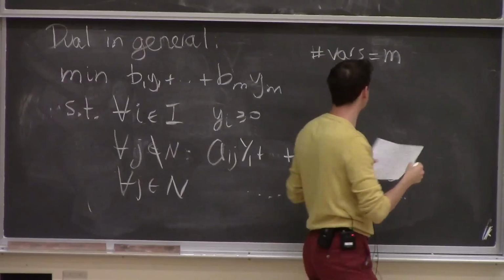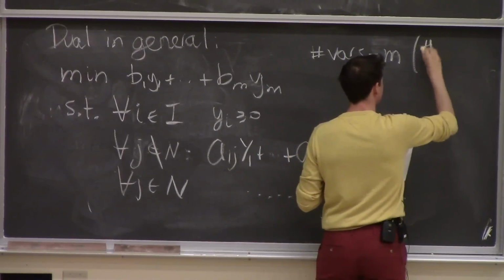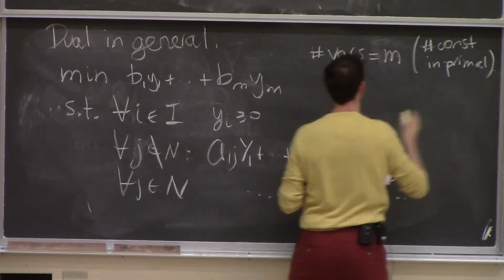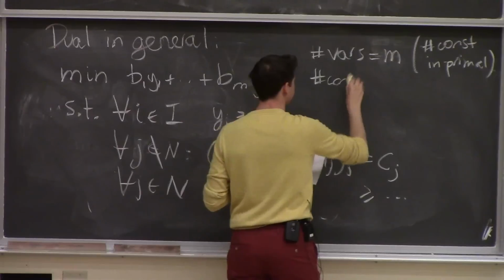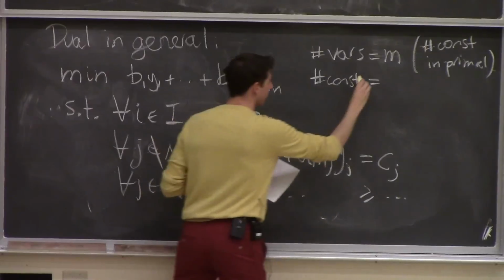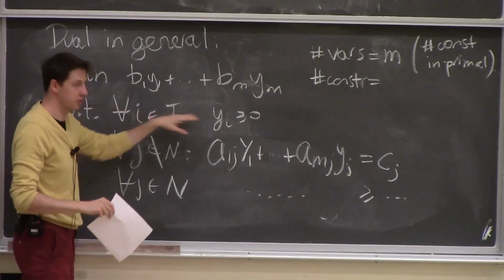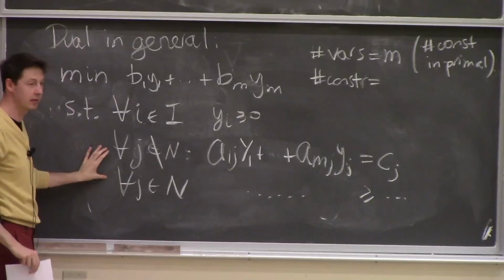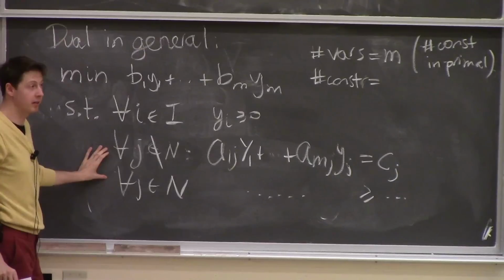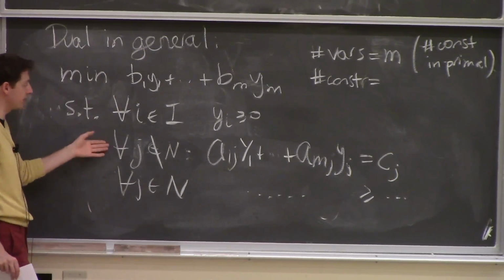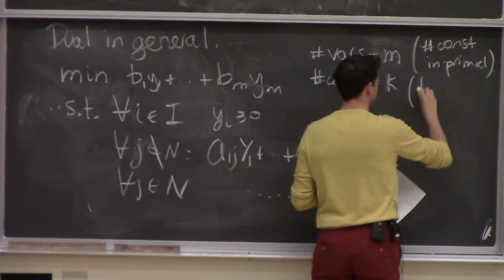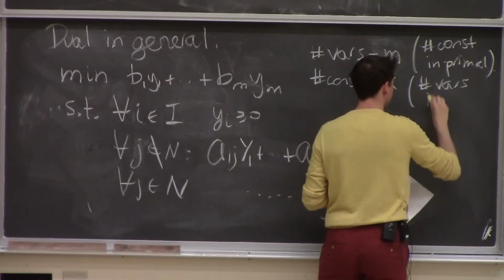Number of constraints, right? So that's equal to the number of constraints in the primal. What is the number of constraints again? These guys don't really count as constraints. They're kind of special constraints. How many of these are there? There are k, as many as the number of variables, because every variable either sits in the non-negative set or it doesn't. So it is the number of variables in the primal.